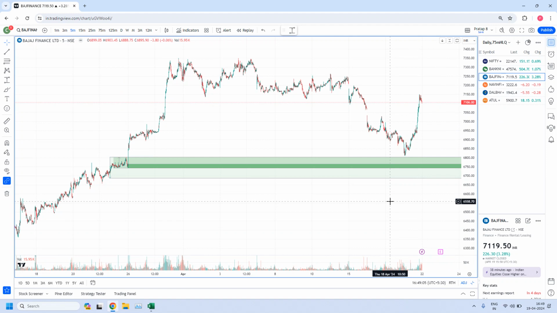I hope you might be seeing some learning from this video, especially many of you might have missed this Dalmia Bharat trade because of not finding the 1-minute high liquidity zone as an aggressive trade. Please remember that is an aggressive trade.